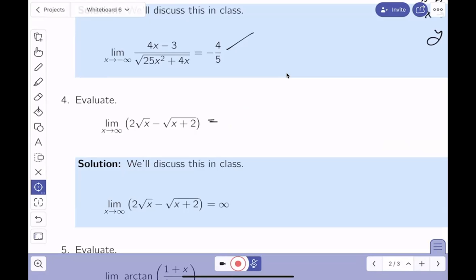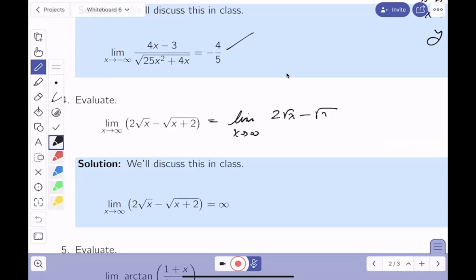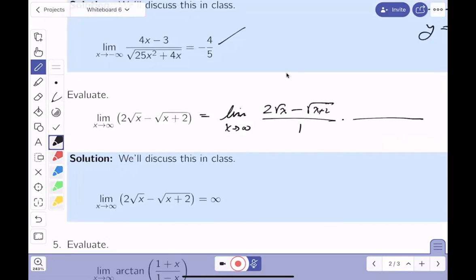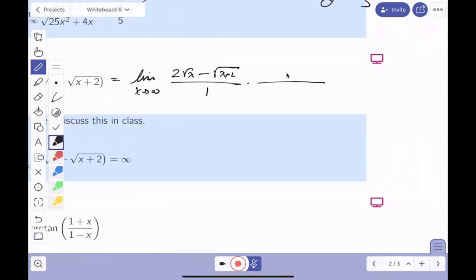Limit. Whoops, sorry about that. The limit as x goes towards infinity. This can be 2 root x minus the root of x plus 2. I'm going to put this over 1. And what I'm going to do is I'm going to multiply the top and the bottom. This could be a dead end, by the way, by the conjugate. What's conjugate? 2 root x, minus, well, not minus, it's plus now, the root of x plus 2. And what do you get on bottom? 2 root x plus the root of x plus 2.